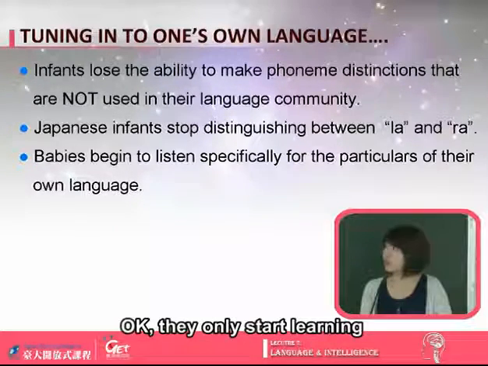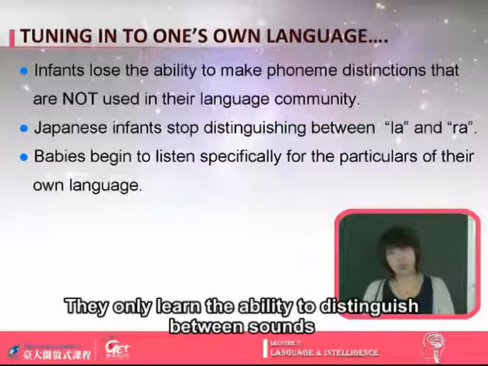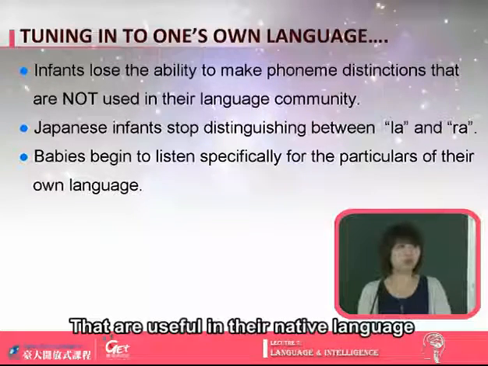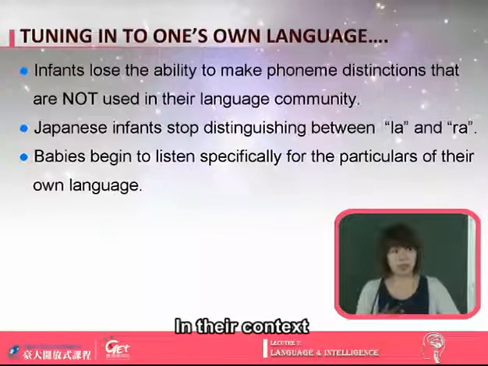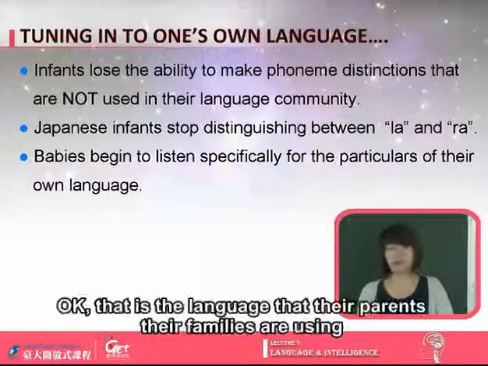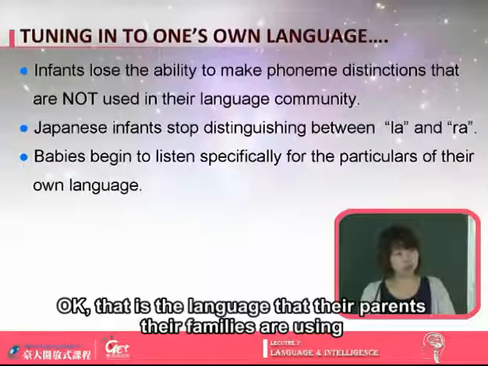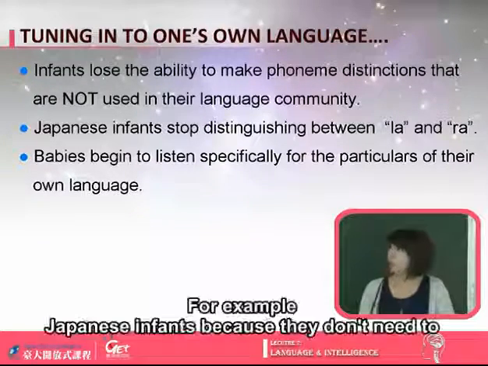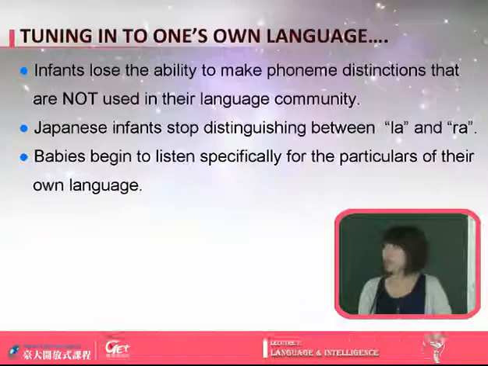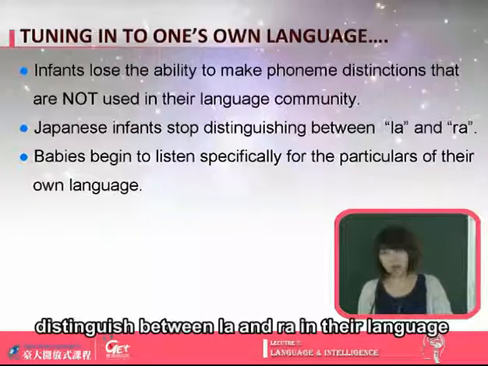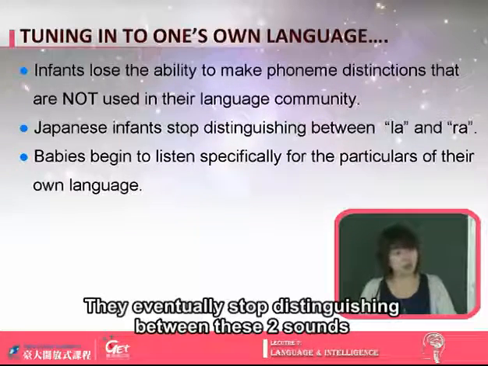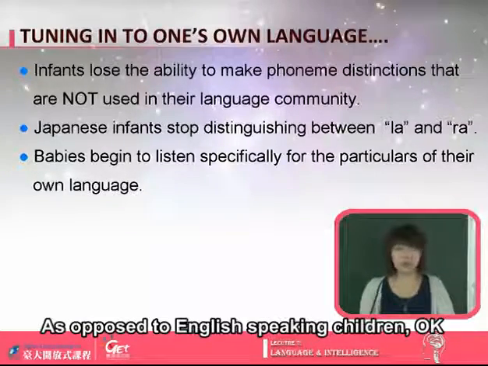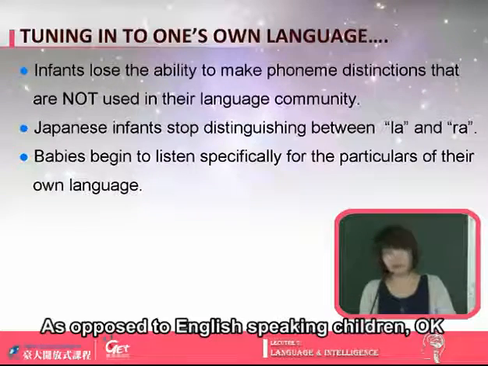Okay, they only learn the ability to distinguish between sounds that are useful in their native language, because that's the language that's being used in their context. That is the language that their parents, their families are using. For example, Japanese infants, because they don't need to distinguish between la and ra in their language, they eventually stop distinguishing between these 2 sounds, as opposed to English-speaking children.